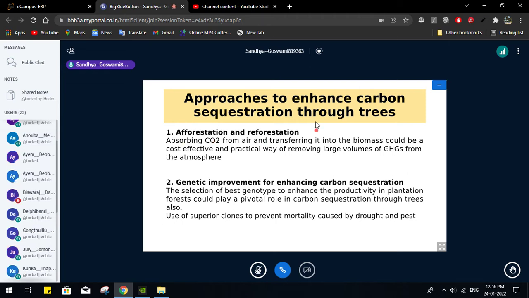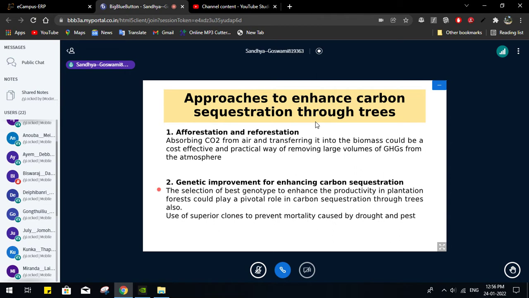Then afforestation and reforestation, when we are saying through the trees, basically what these trees will do, they will absorb carbon dioxide from the air and then transform it into biomass, right? And in that way, a great amount of greenhouse gas can be reduced from the atmosphere.